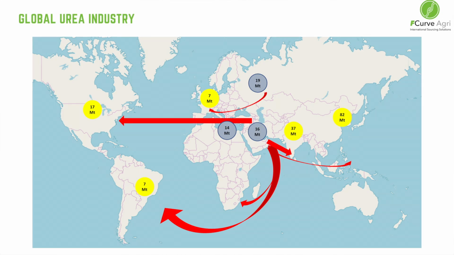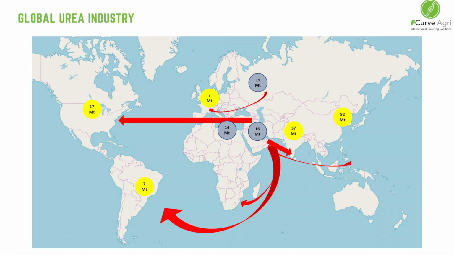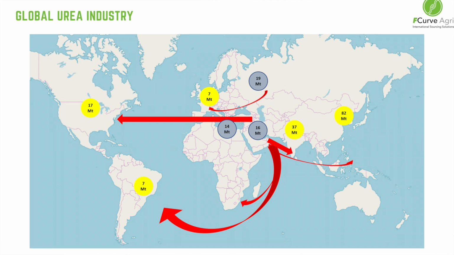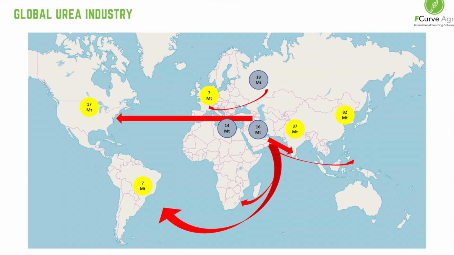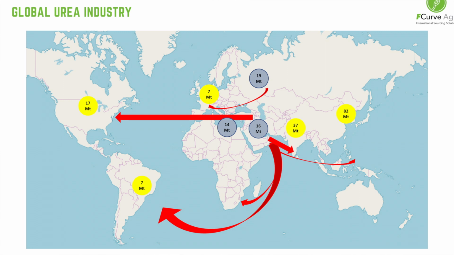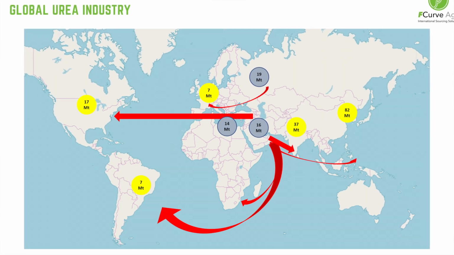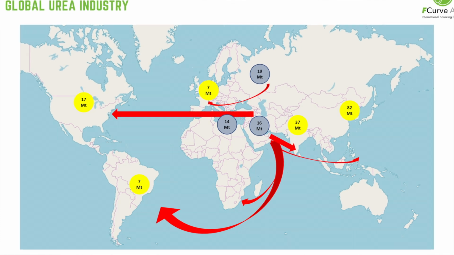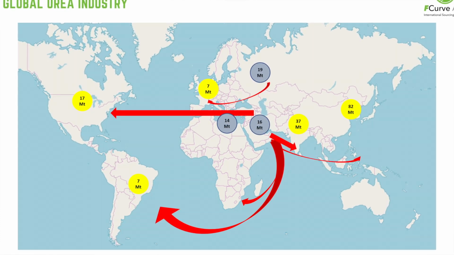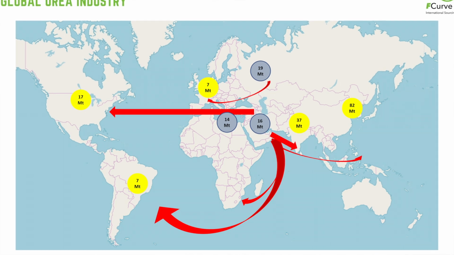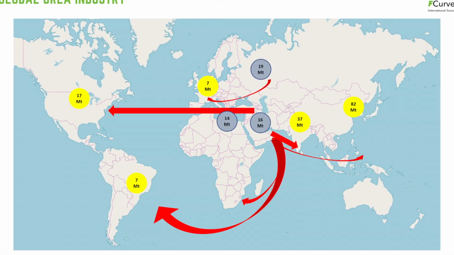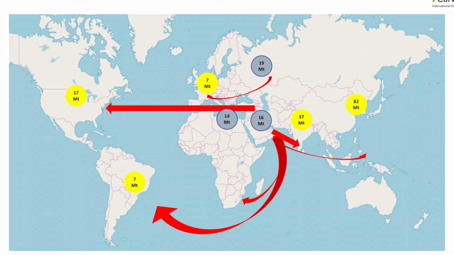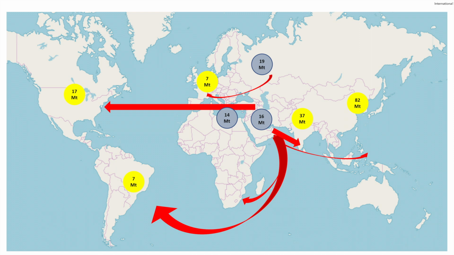On this map, I've highlighted the major production centers as well as the major trade flows. The yellow circles show countries that are net importers, so even though they may have substantial urea capacity, they still require some imports of urea to meet their local demand. The blue circles show regions that are net producers of urea. Typically, these are regions with abundant natural resources, such as natural gas or coal, and very little local demand.